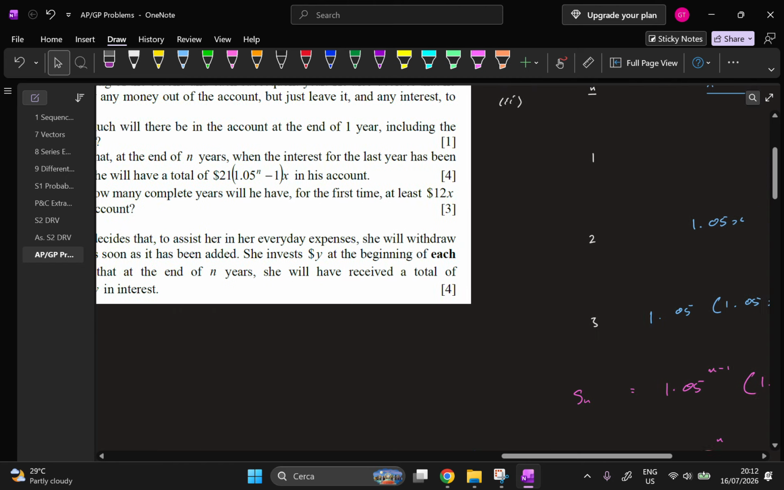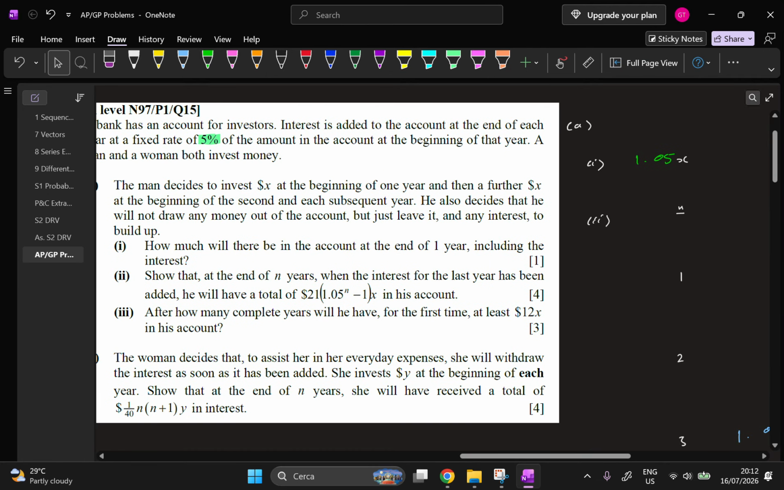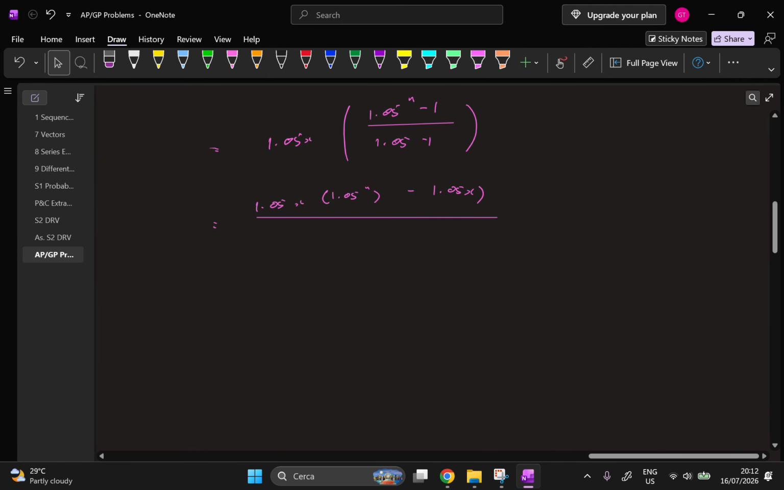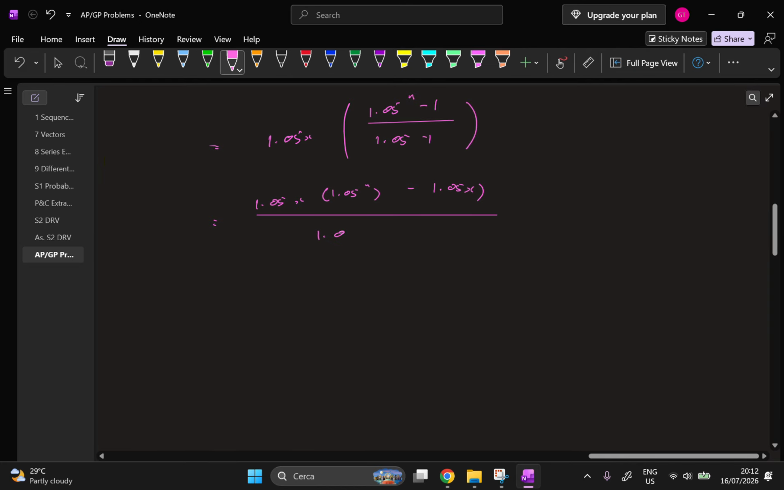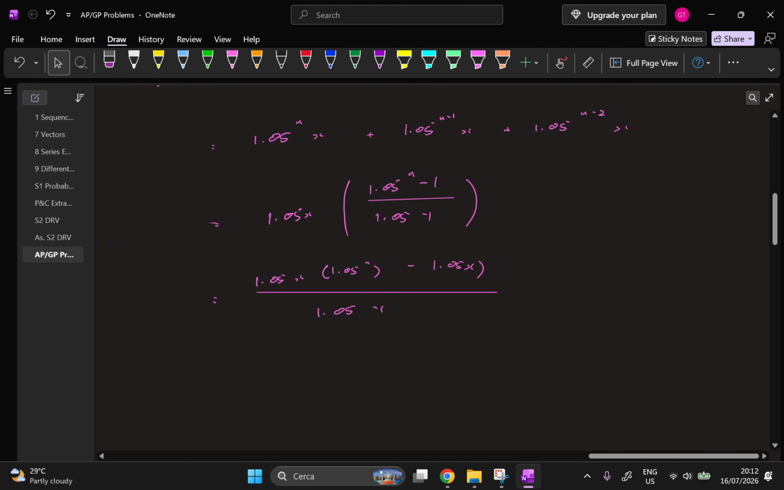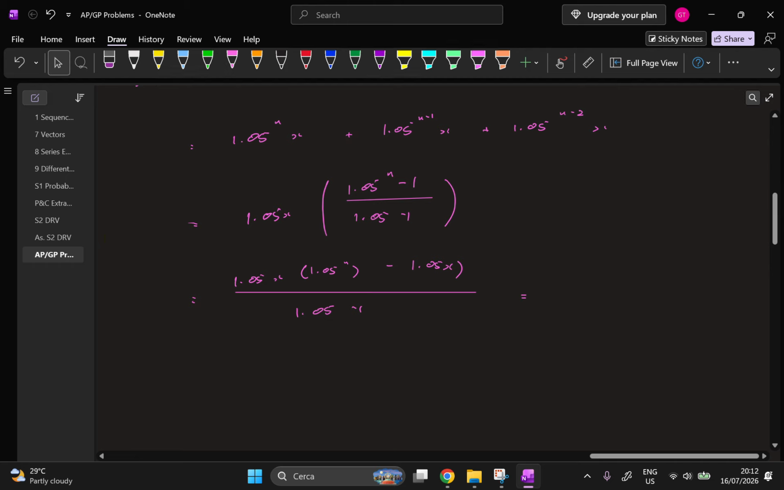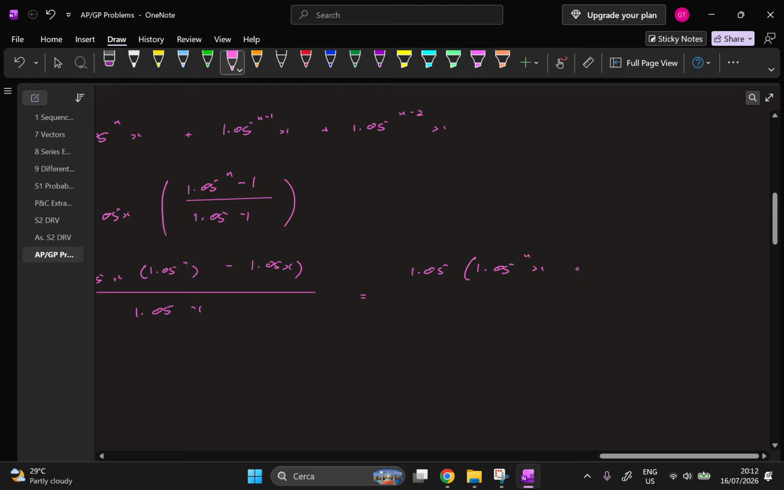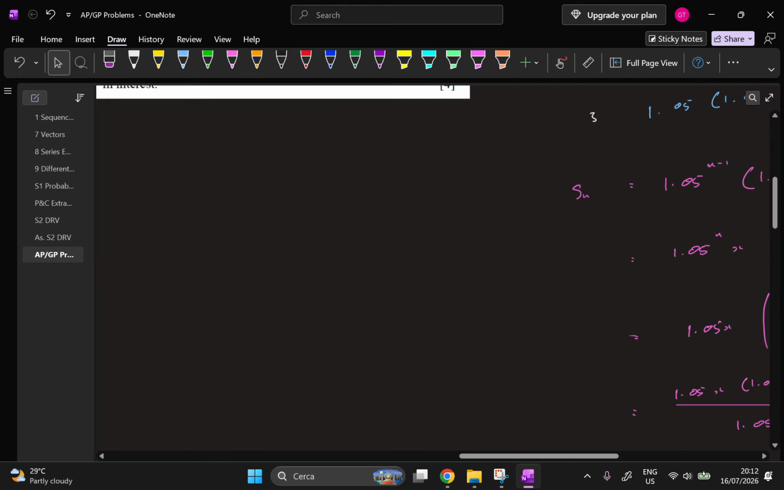So I think the tricky part here is how the hell do you get 21? This is how, okay? Bottom is still this. If I expand, I can factorize the 1.05 out. So this will just be 1.05 power n x minus x. And then 1.05 minus 1 is just 0.05. This is where you get the 21 from.